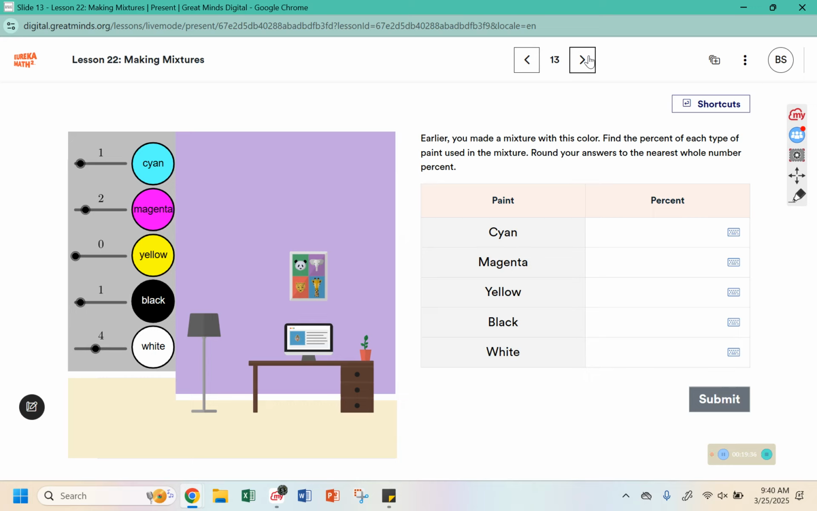Earlier, you made a mixture with this color. Find the percent of each type of paint used in the mixture. Round your answers to the nearest whole number percents. So I have 1, 2, 3, 4, 8 total.